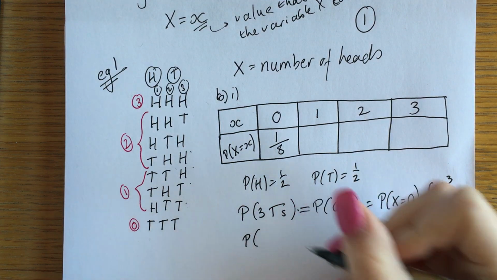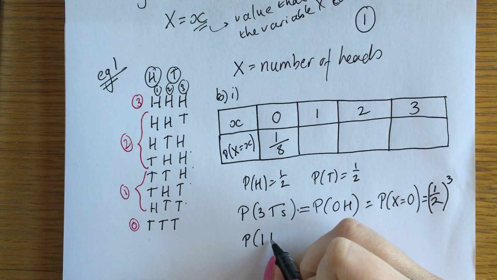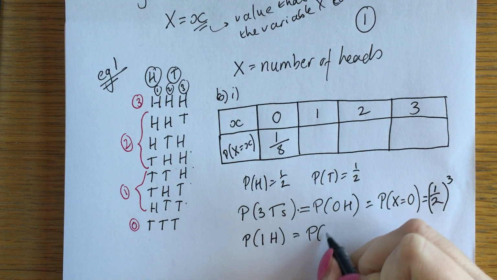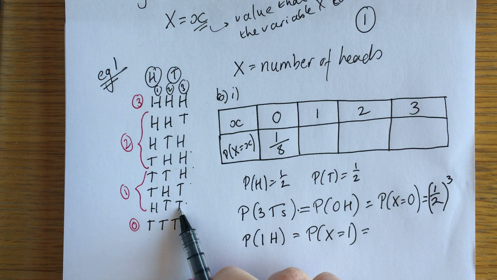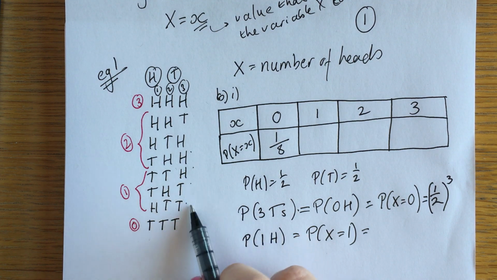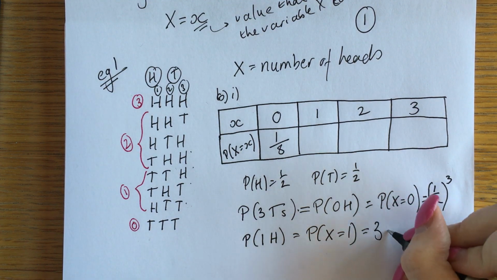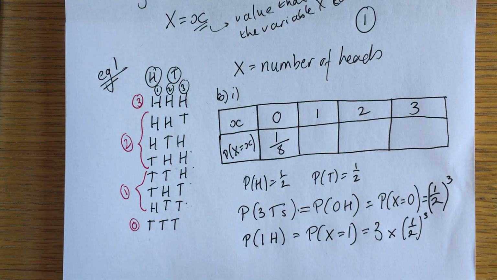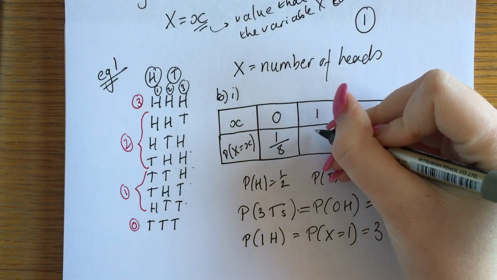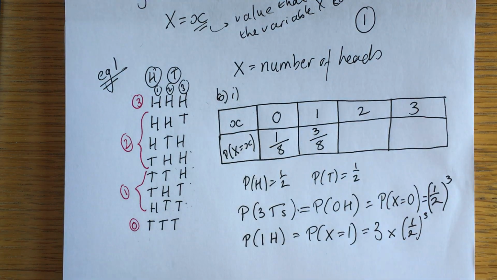So the probability of getting 1 head, or the probability that x is equal to 1, well, because they're the same probability, that's still going to be a half times a half times a half, so it's still going to be a half cubed, but I've got that same thing 3 different times. So it's 3 times by a half cubed. And a half cubed is 1/8, so 3 times a half cubed will be 3/8.